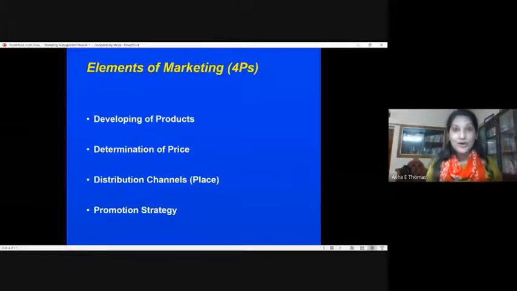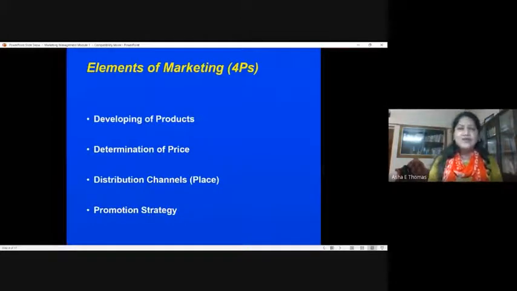Is it through an online platform, or can we make it available to the kirana shops, or do we have to make it available only in supermarkets, or can we sell it through wholesalers? All these things we would be learning. Everything connected with distribution we will learn under the broad heading called place: where the product needs to be distributed and which are the channels.